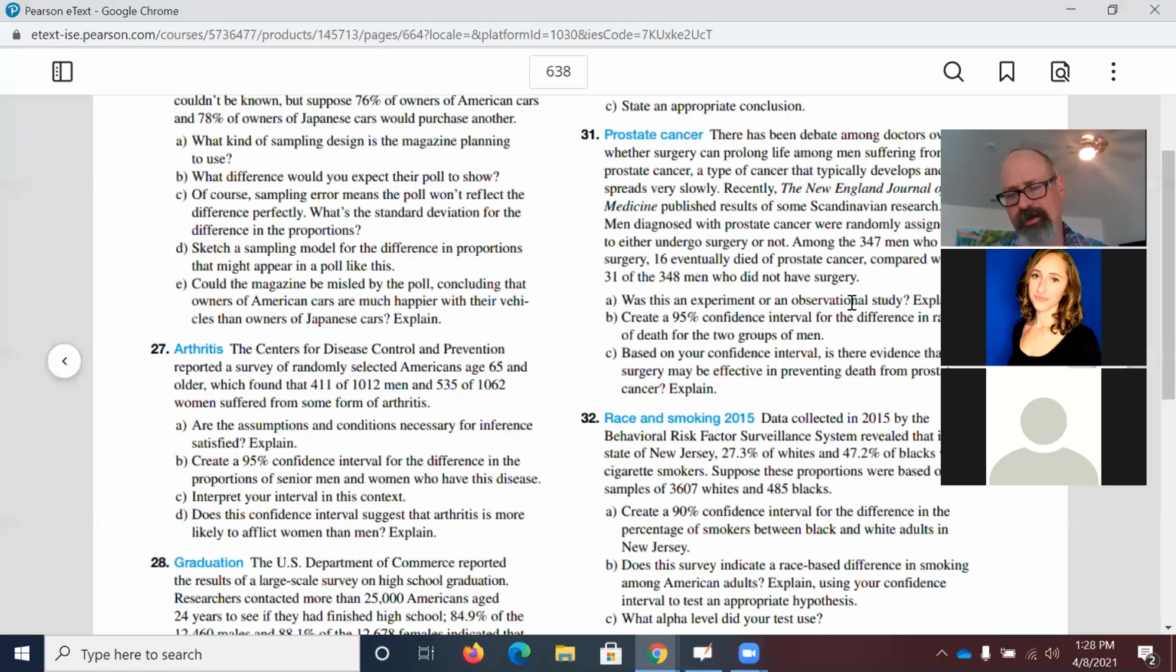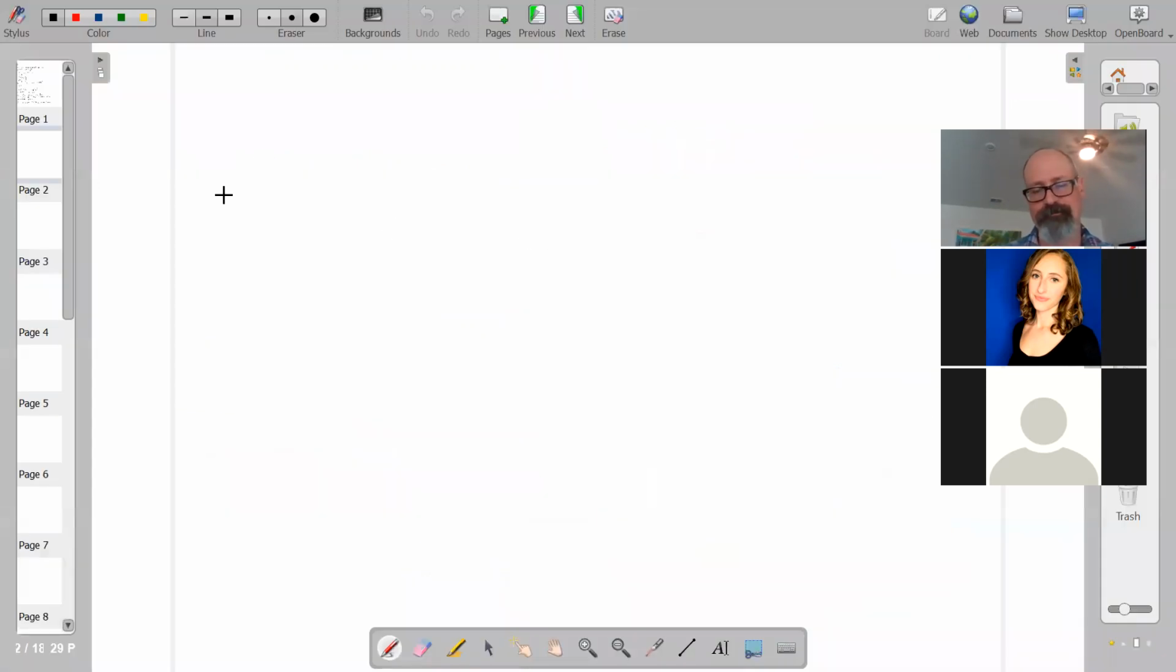in 31, I'd like to treat this in a couple of different ways using techniques that we're kind of familiar with by this point in time. Create a 95% confidence interval for the difference in rates of death for the two groups of men. So in this case, we're counting a death as a success, which is sort of strange. So I need to denote what it is I'm talking about.